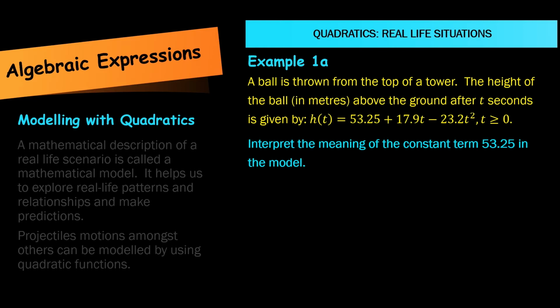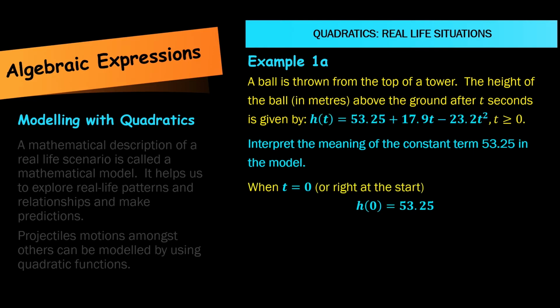Now example 1 part A asks you to interpret the meaning of the constant term 53.25 in the model. Now when t is equal to 0, or right at the very start, h of 0 equals 53.25 because the other terms disappear. Therefore the height of the tower is 53.25 meters.